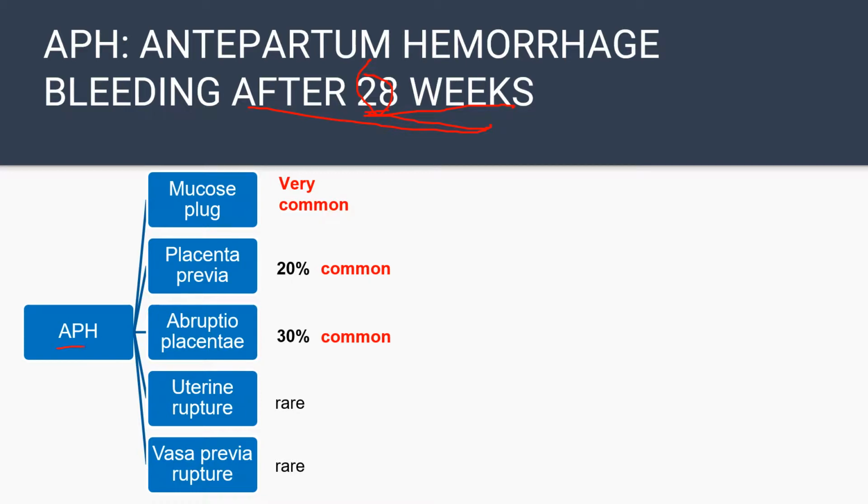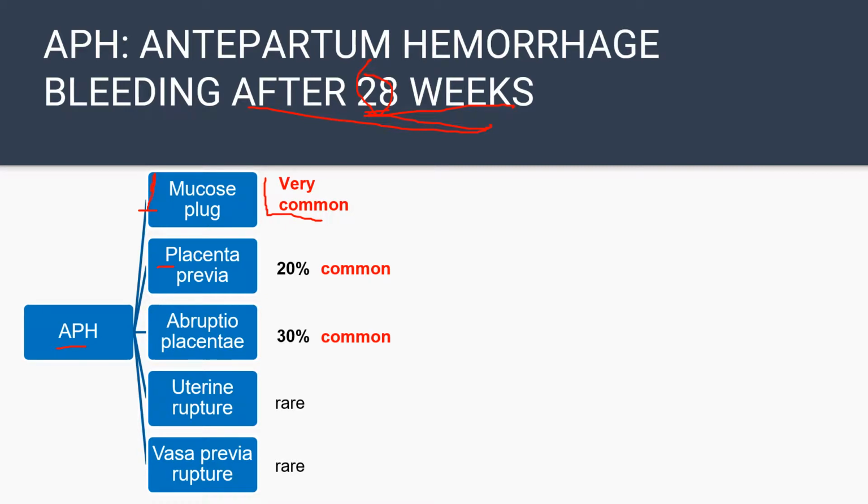So now, the APH has 5 main causes. The first one and the most common is the mucous plug. But some people say that is not an APH, it's only a PV bleeding, because it's not blood coming from the uterus. We will talk about this later. But for you to know, it's a very common cause of bleeding during pregnancy.